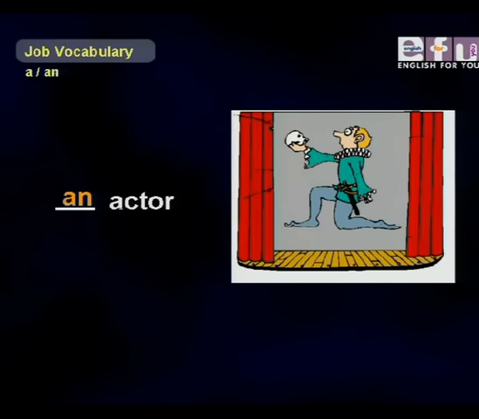Now for she. And remember the S for he, she, it. She speaks English. She does not speak English. She doesn't speak English. Does she speak English? Now for it. It speaks English. It does not speak English. It doesn't speak English. Does it speak English? Now for we. We speak English. We do not speak English. We don't speak English. Do we speak English?